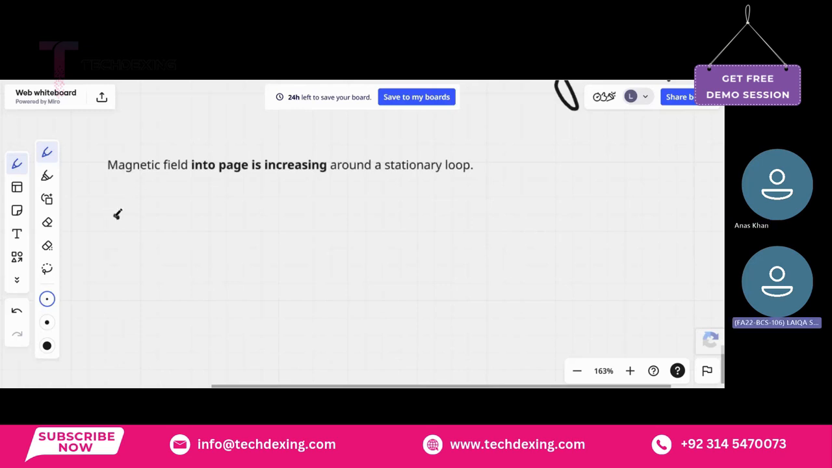In step 1, what would be the effect on the flux? The magnetic field into the page is increasing around a stationary loop. What would be the effect on the flux? Will it increase or decrease? It's increasing, so the flux would also increase. Yes, very good. The flux is increasing.